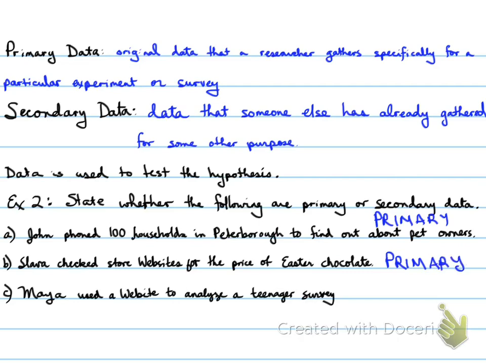Now, Maya used the website to analyze a teenager survey. So what Maya did is she went into a website, found a survey in that website, and analyzed the information in that survey. So did she actually collect the data? No, she did not. She used the data to analyze. So therefore, the last one is considered secondary data.